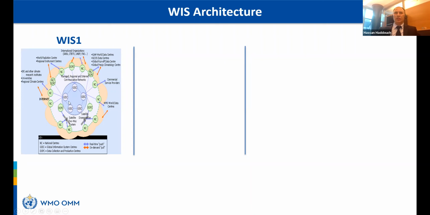We have 15 GISCs. And the GISCs, these Global Information System Centers, they provide the 24-hour cache for essential data. And also they provide the portal to access the data, and they provide the catalog for WIS 1. This is the architecture for WIS 1. It's a push mechanism. National centers and DCPCs push the data to the global information centers, the GISCs, and in turn, GISCs synchronize this data with other GISCs in order to have the data everywhere.